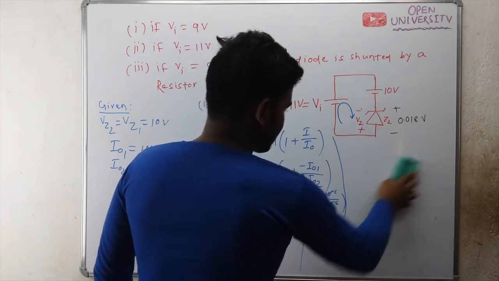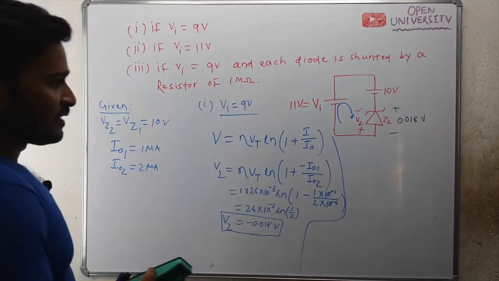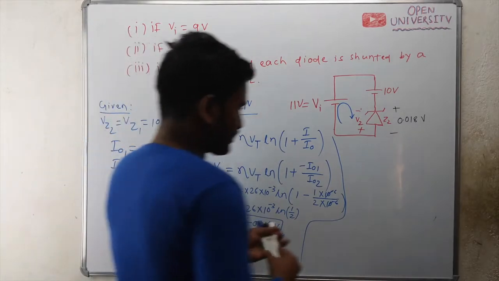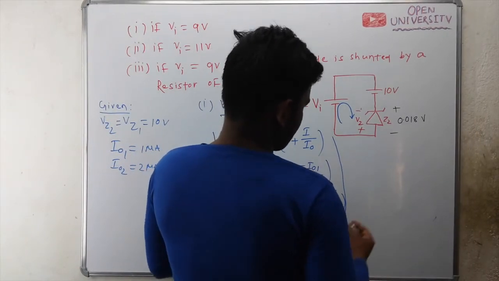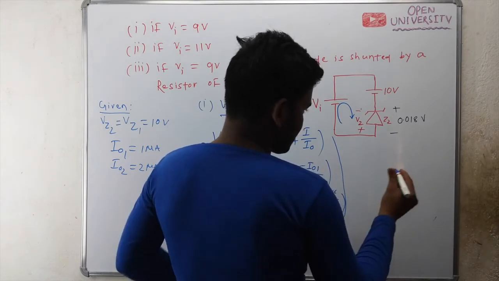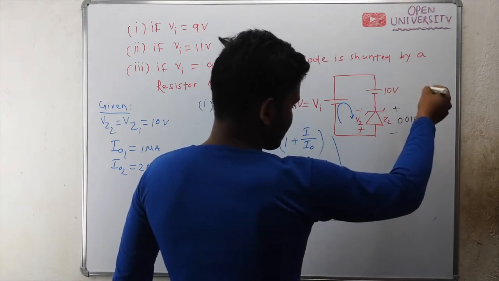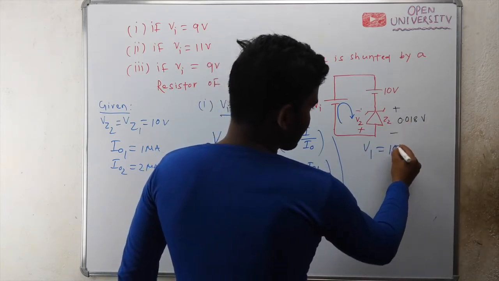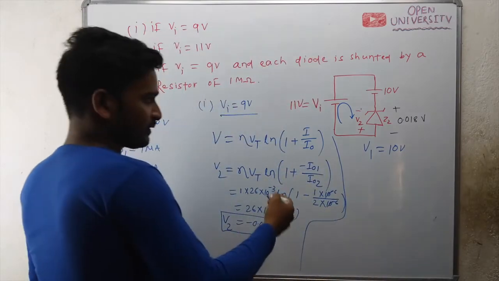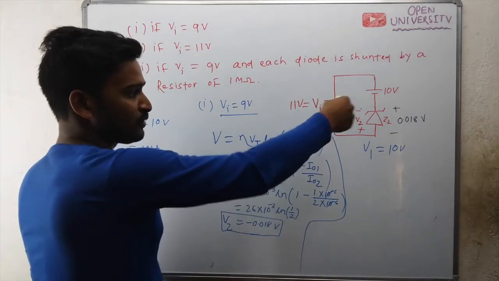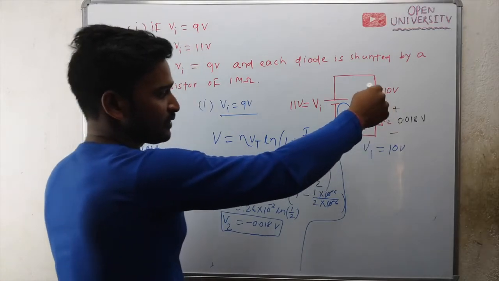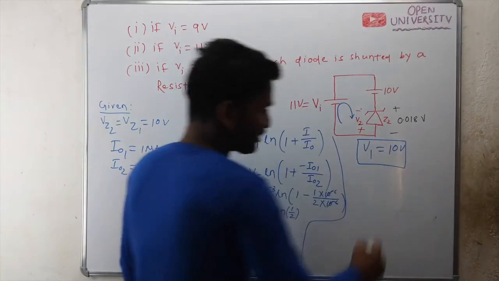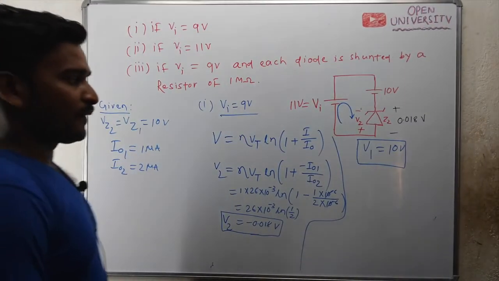Now your V1 value is 10 volt. Earlier V1 value was minus 10.982 volt, but now V1 value is 10 volt. This is your correct V1. After checking whether the reverse voltage is greater than the breakdown voltage or not, we find out that V1 value is 10 volt. But from the calculation by applying KVL, we found out that V1 value was 10.982 volt. This is your correct V1. 10.982 volt is not the correct V1.